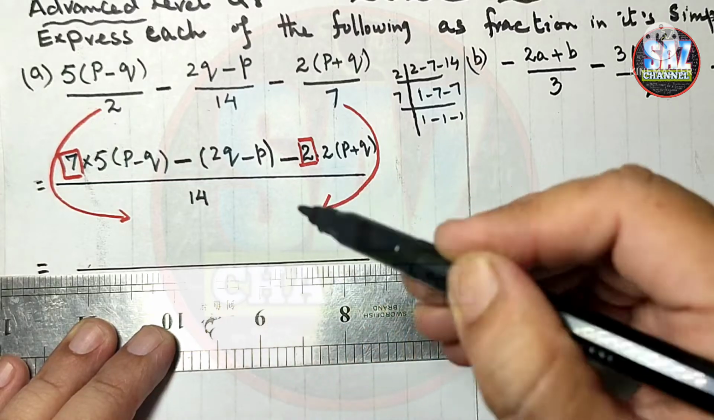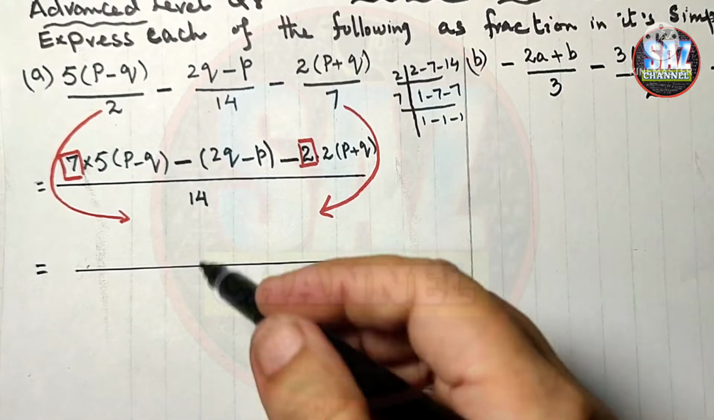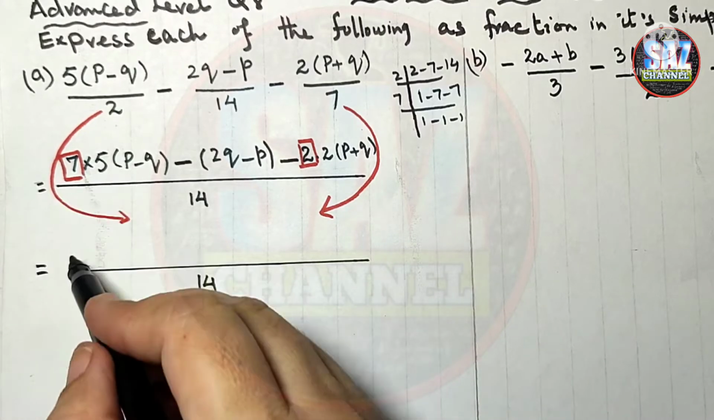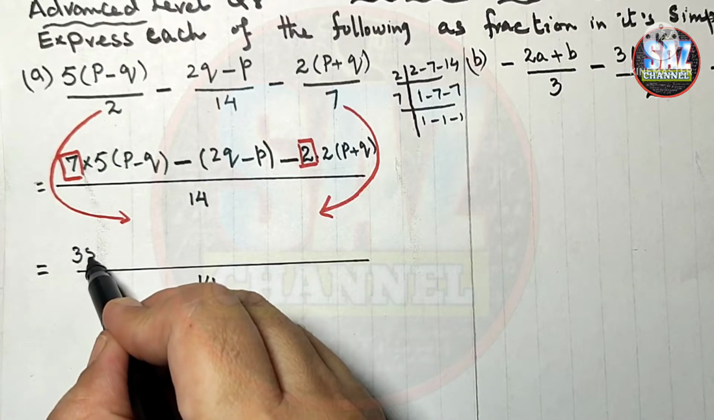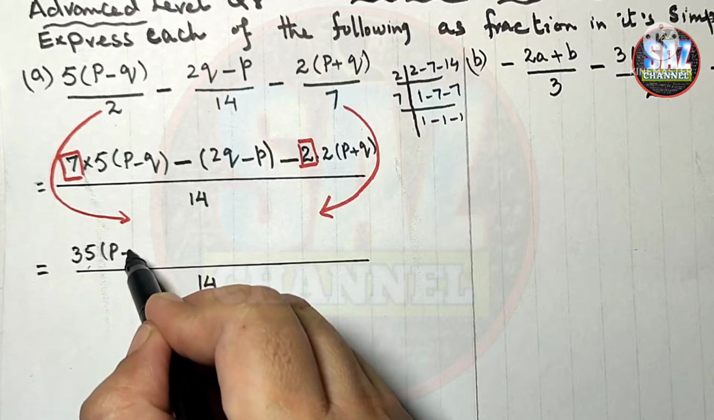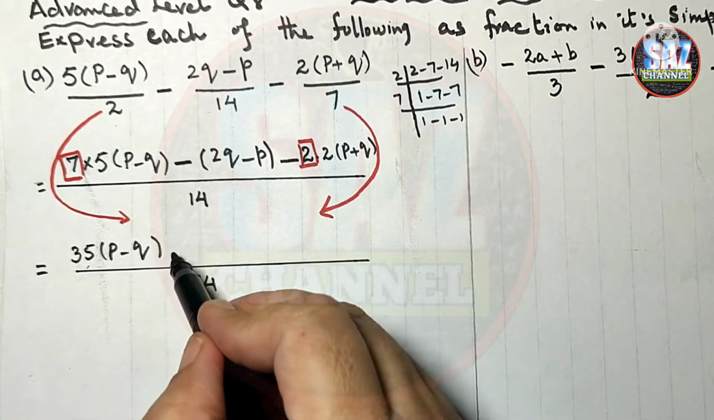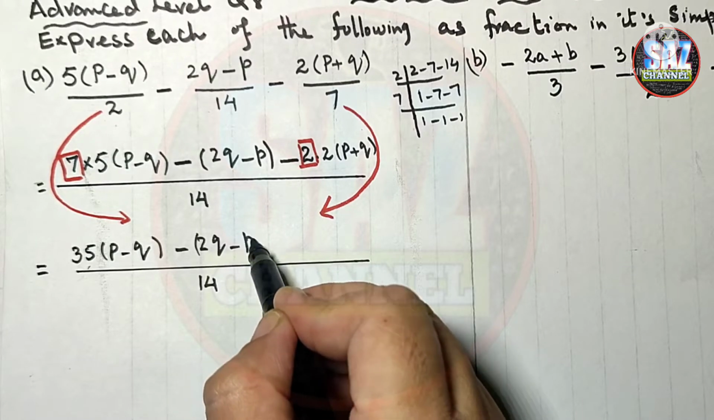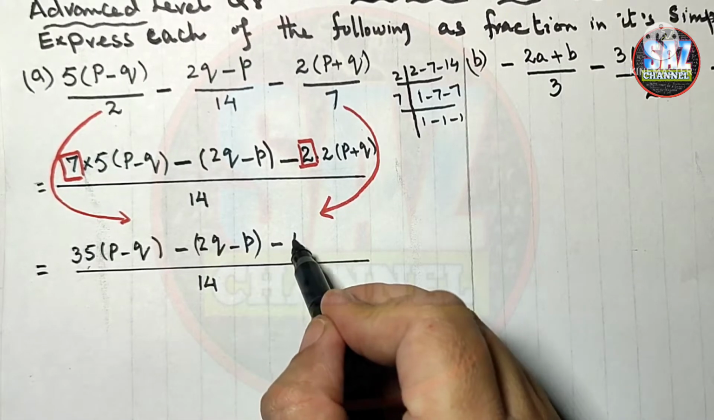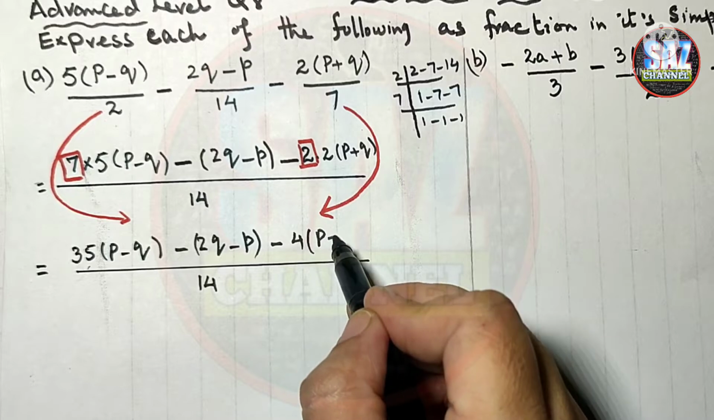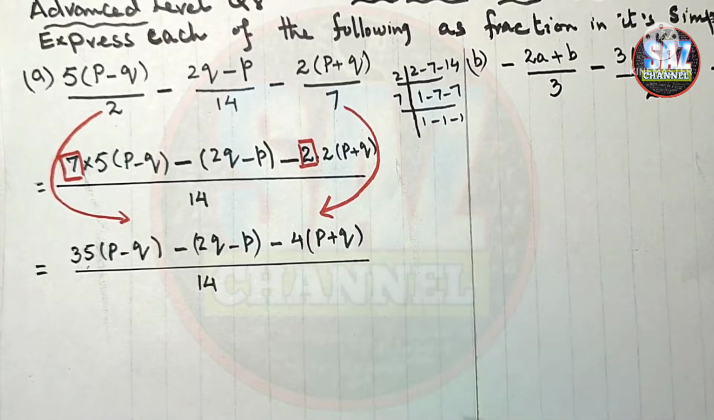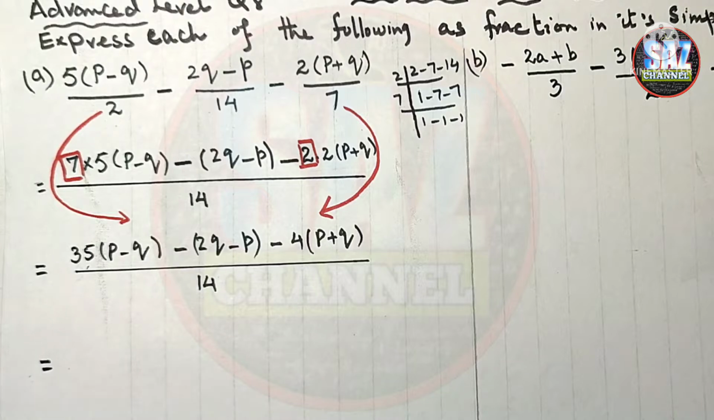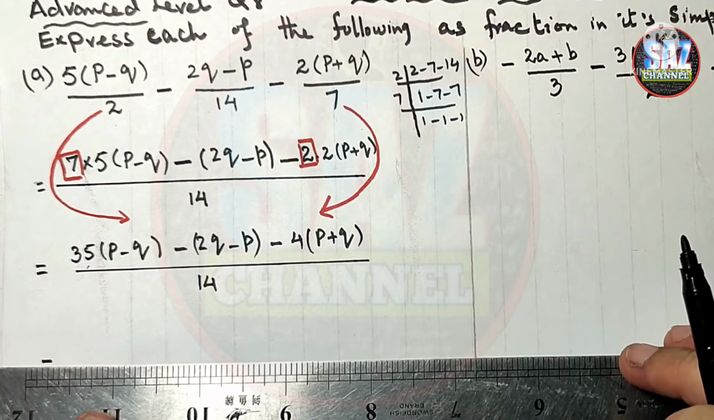Look, the LCM must be written in the middle. 7 times 5 is 35. P minus Q minus 2 into Q minus P and minus 4 into P plus Q. Really easy questions.